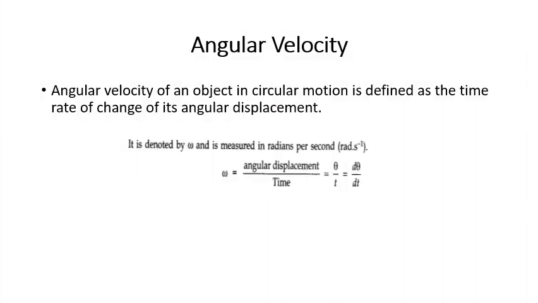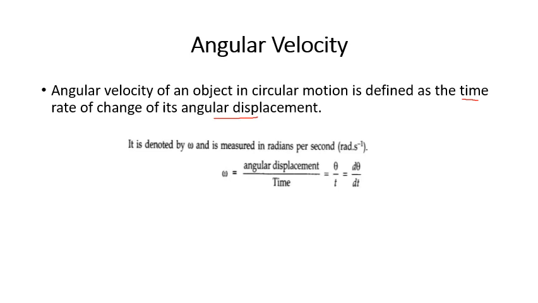Next we'll see about angular velocity. Fine. So look at the definition. Angular velocity of an object in circular motion is defined as the time rate of change of angular displacement. Okay. So what is angular velocity in a circular motion? It is defined as the time rate of change of its angular displacement.